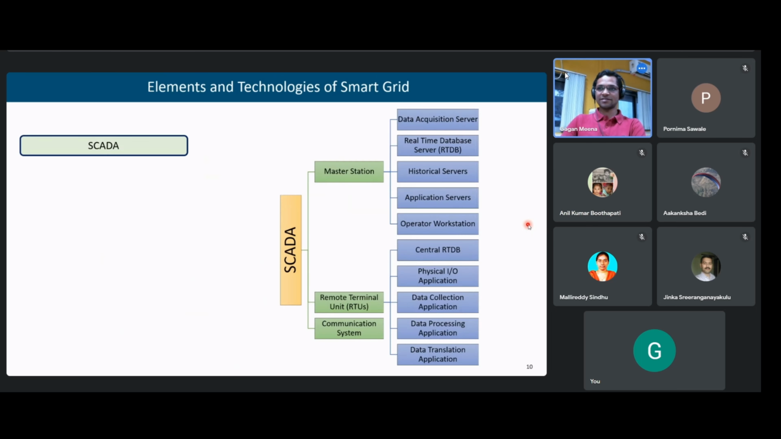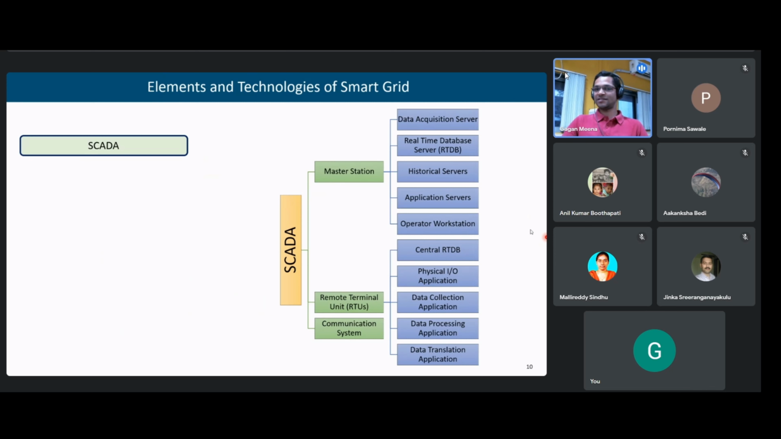SCADA, who can tell the full form of SCADA? Supervisory control and data acquisition. Correct. It has three major components: the master station, remote terminal units or remote tele control units, and the communication system.